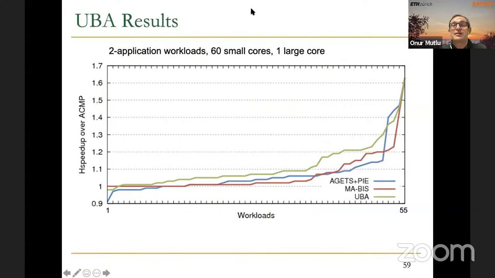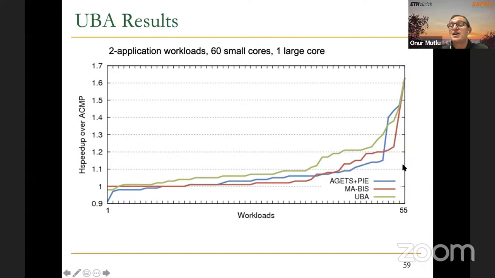Okay, and these are the results. Basically, results are across 60 small cores, one large core, and two application workloads. And you can see that there's 55 workloads considered. And the comparison points are a multi-application aware BIS. So you can make BIS multi-application aware with very simple techniques. So that becomes still good, basically.